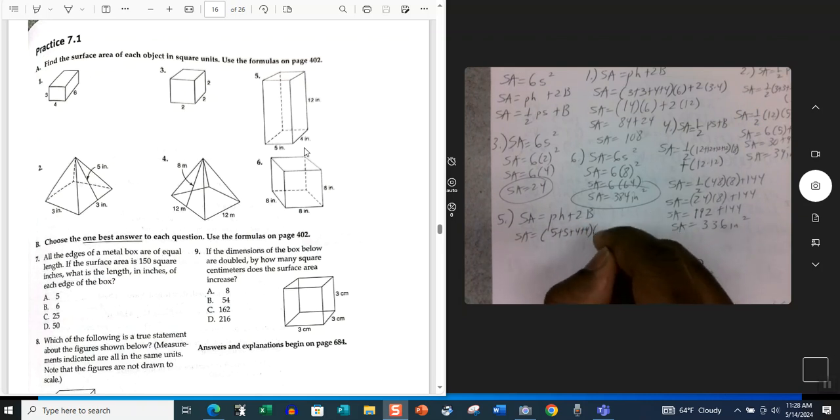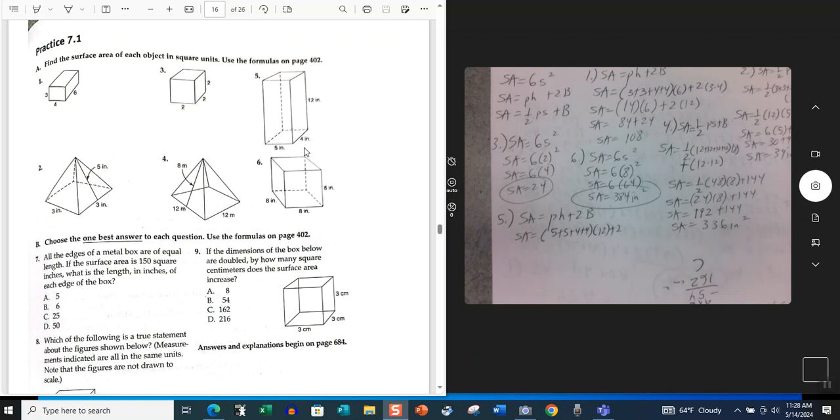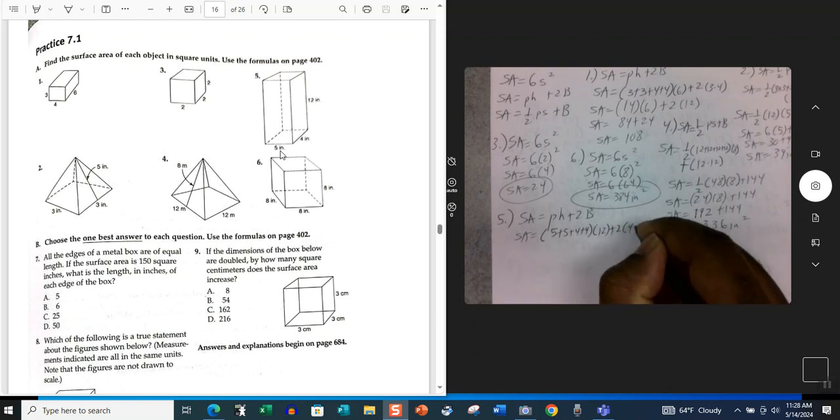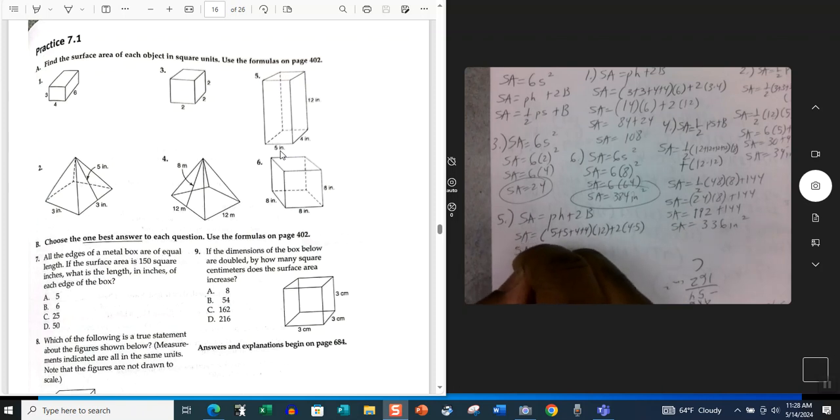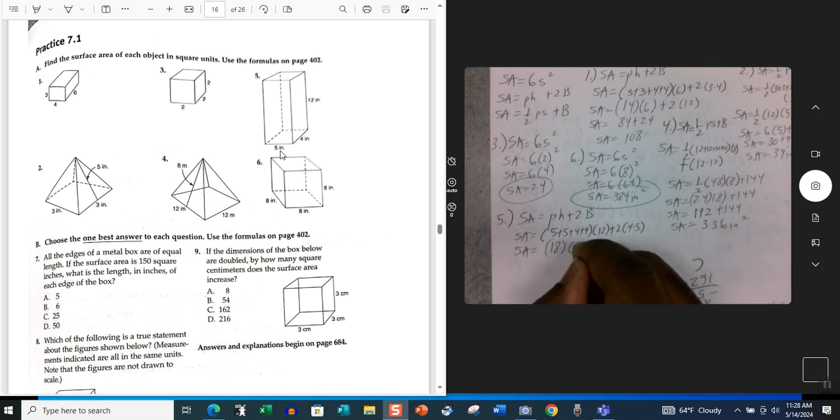And then the height is 12, plus 2 times, we'll take the length times the width for the base. So that'll be 4 times 5. So we have surface area is equal to, this would be 18 times 12 plus, this would be 2 times 20. So you have the surface area is equal to 18 times 12, which will give us 216 plus 40. So your surface area will be 256, and that'll be square inches.